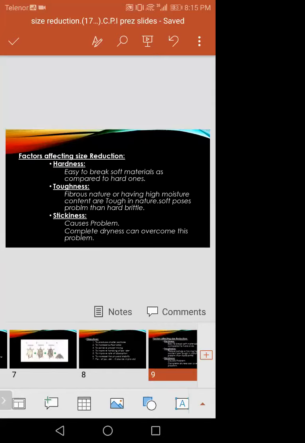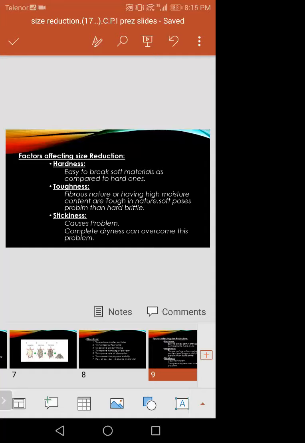Now there are factors that affect size reduction. Firstly, we have hardness. As we know, the bigger particles are not as easy to break as compared to the soft ones. So hardness also affects size reduction. And if we talk about toughness, then fibrous materials having high moisture content are tough in nature. So soft material poses a problem compared to hard brittle material.